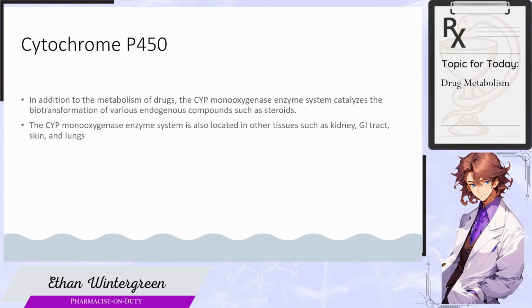So in addition to the metabolism of drugs, your cytochrome P450 also catalyzes the biotransformation of endogenous compounds such as your steroids. And your CYP monooxygenase enzyme system is also located in other parts of the body such as your GI tract and your lungs. It's not limited to your liver.